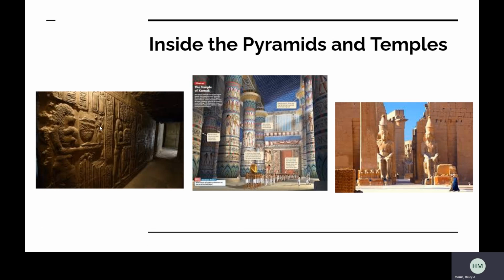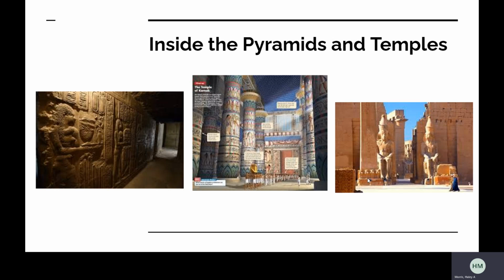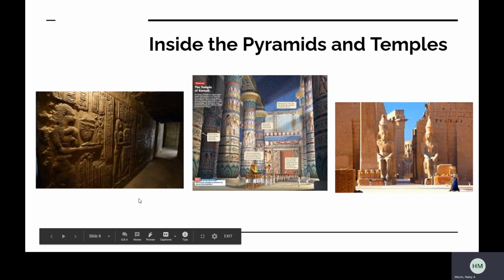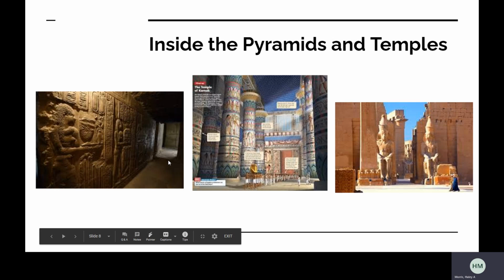And these images are all throughout the different pyramids and temples that are still surviving. And these images are actually part of their writing system in a way. They told stories through these, and they have survived, and that is how we are able to learn about ancient Egypt.